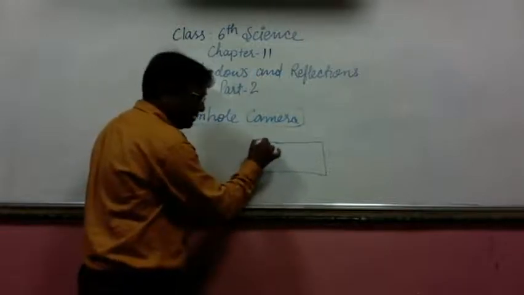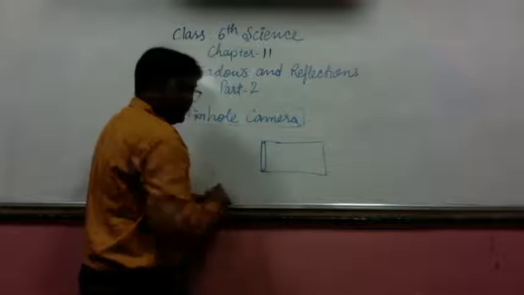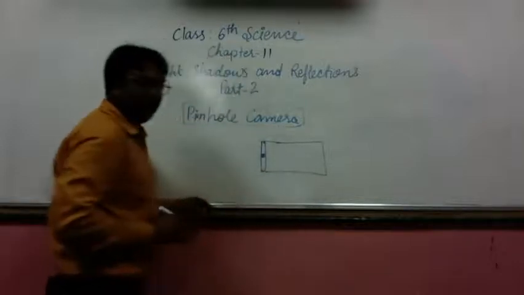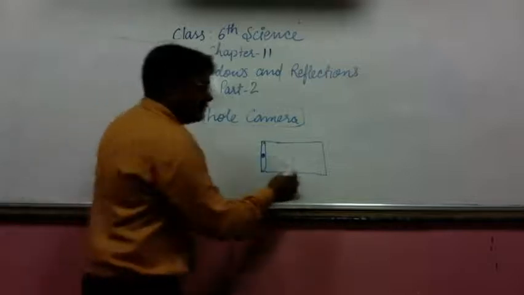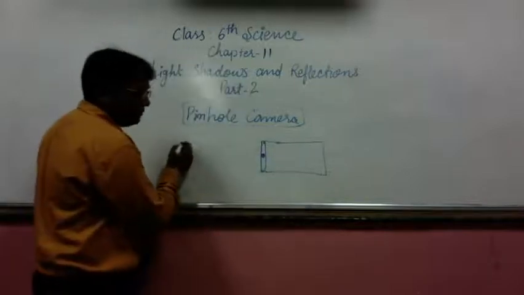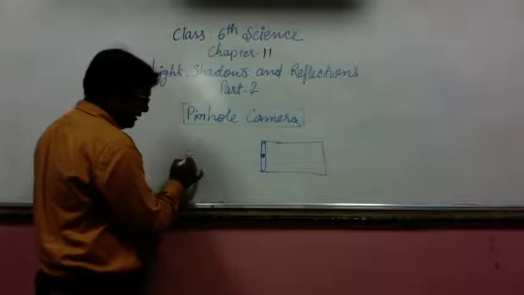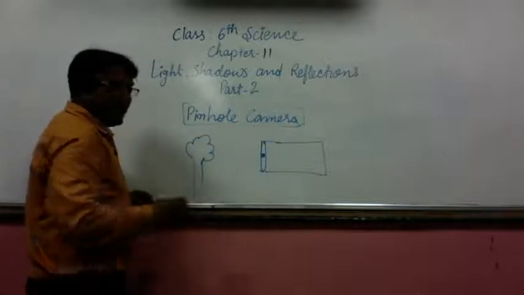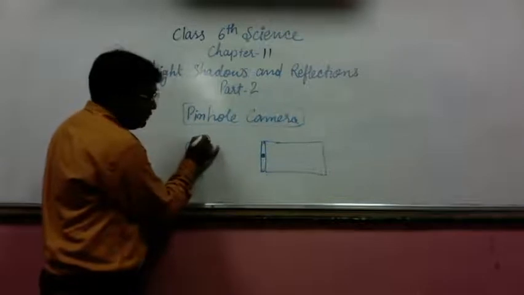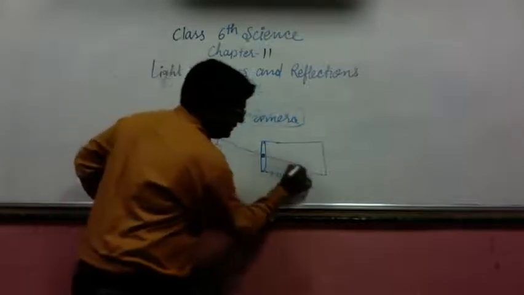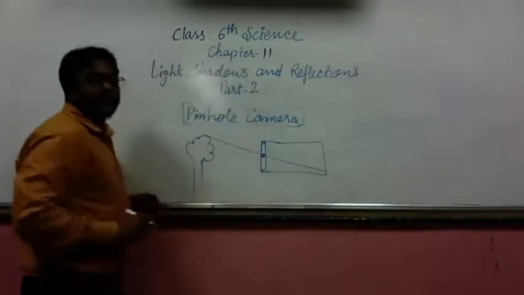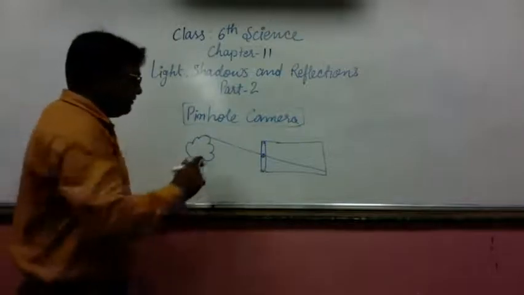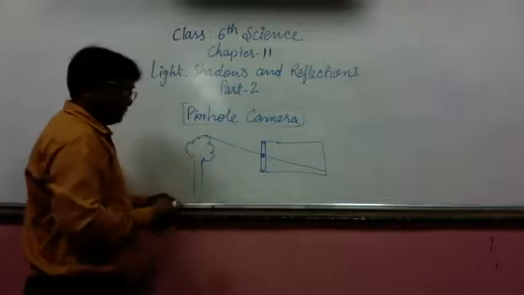You have to place a butter paper here, okay, and you have to make a hole here on this paper. And what will happen, the light rays which are coming from the outside, suppose this is one of the trees which is there outside, from its top the light rays will be falling and going through the pinhole and going to fall in the box.